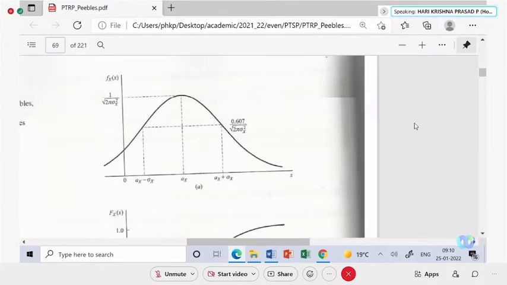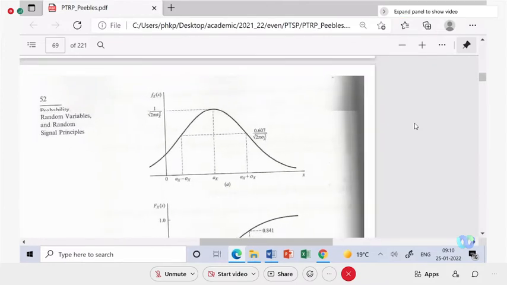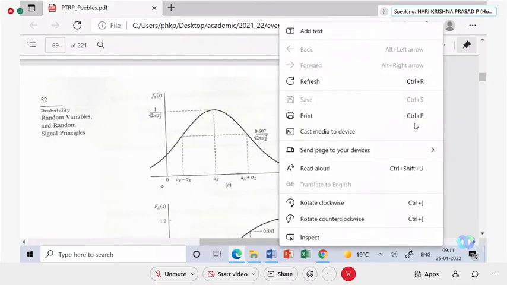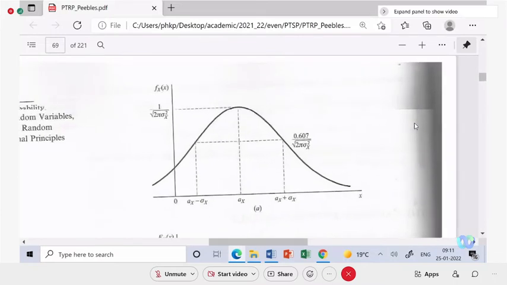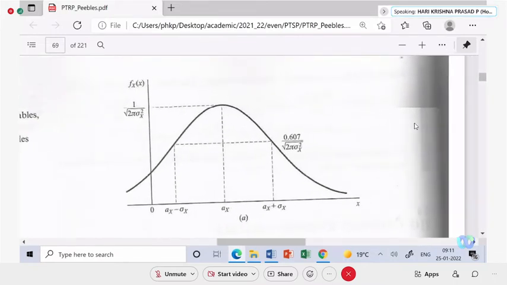When you see the x-axis, it is the independent variable in this case. When x equal to sigma x. Hope the letters are visible, text is visible. When the independent variable x takes a value of ax, let me place the cursor. Yes, I hope cursor is visible.